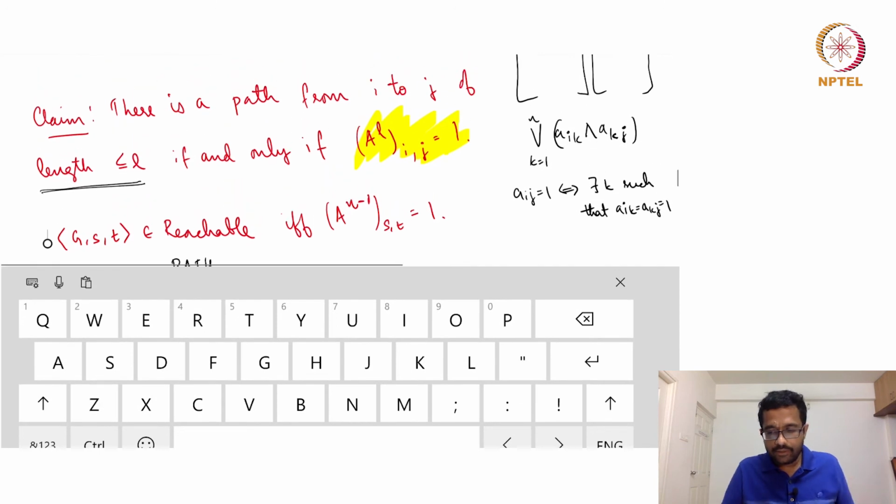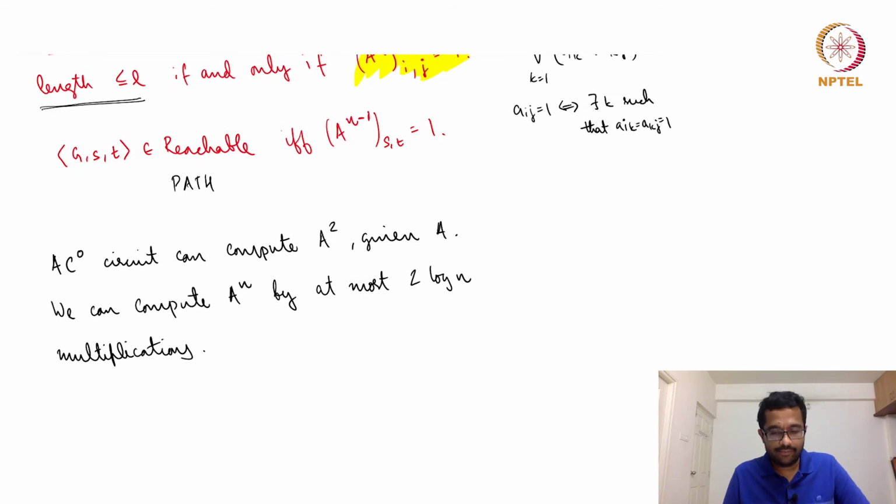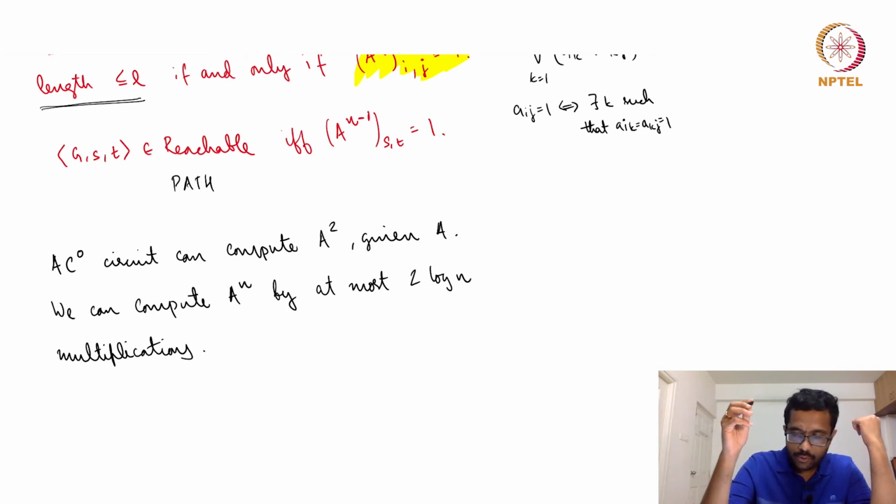Now all that remains is to compute the (n minus 1)th power of A, and then look at the STth entry. We have seen how to compute a product of two matrices using an AC0 circuit. Now we could repeat the same idea. You could compute A squared using that AC0 circuit, and then A to the power 4 using A squared as input, and so on. Using repeated squaring for the exponentiation, we could compute A to the power n by using at most 2 log n multiplications.